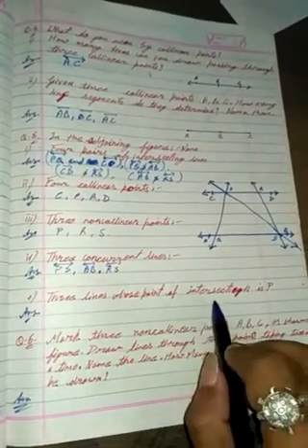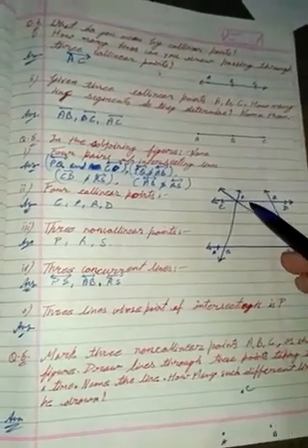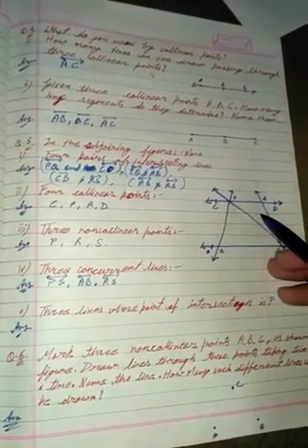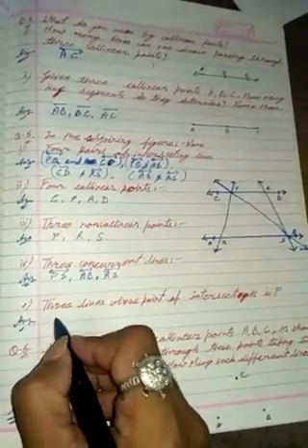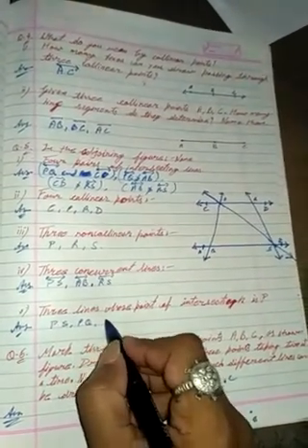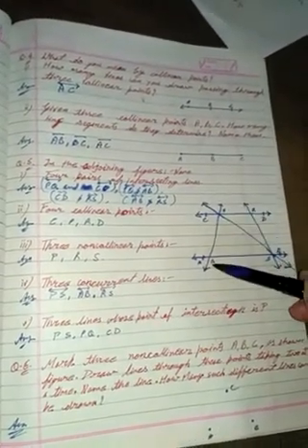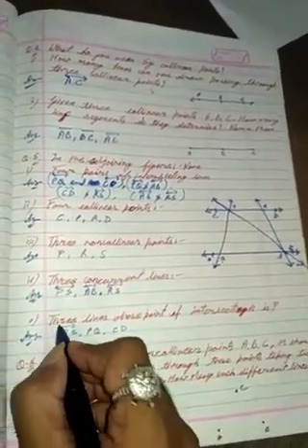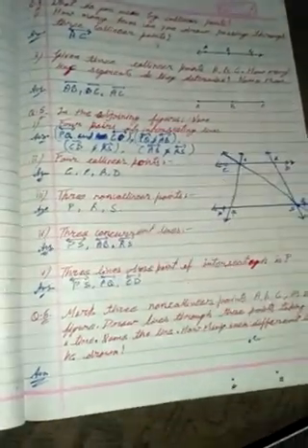Okay. Now next, three lines whose point of intersection is P. Now where is the point P? This. Now write down three lines whose intersection is point P. Now write here PS, PQ and CD. Means PS, PQ and CD. These are three lines. Now put the line symbol on it. Okay.